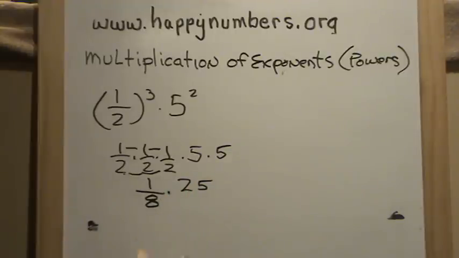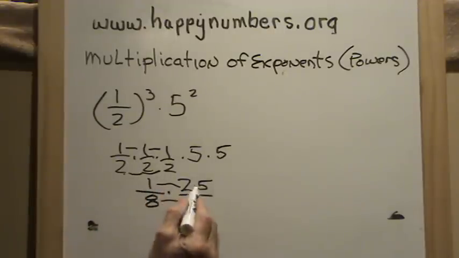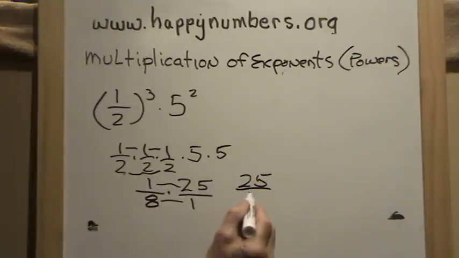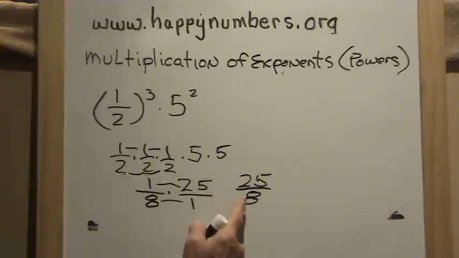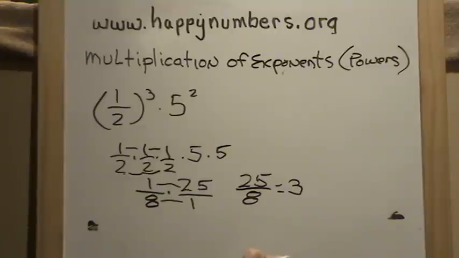Well, we have a fraction and a whole number, so we know we can put the whole number over 1. And we multiply across. 1 times 25 is 25. 8 times 1 is 8. We have an improper fraction now, and so we have to change the improper fraction to a mixed number. So we divide 8 into 25, which will go 3 times, because 8 times 3 is 24, and I have 1 left over. So our answer is 3 1/8.